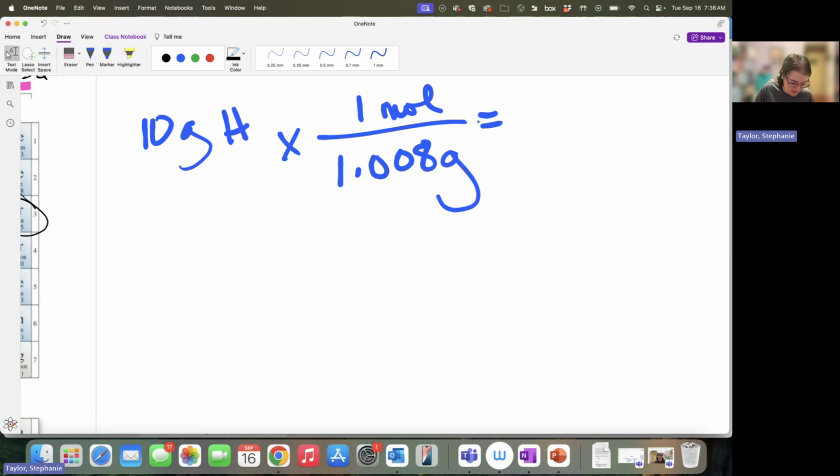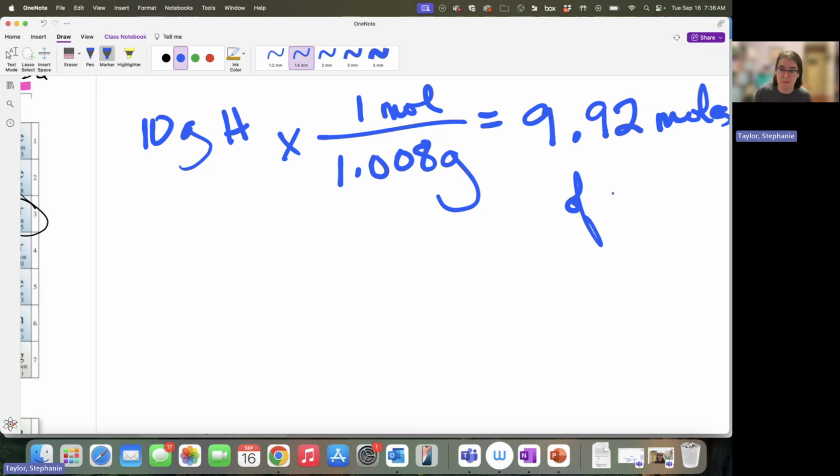So if I was going to have anything that got me the biggest number of moles for the number of grams I have, this is 9.92 moles of hydrogen. So the lightest element, the thing that will get you the most moles for the amount, still gets you fewer moles. The number of moles is smaller than the number of grams, and that is always true.